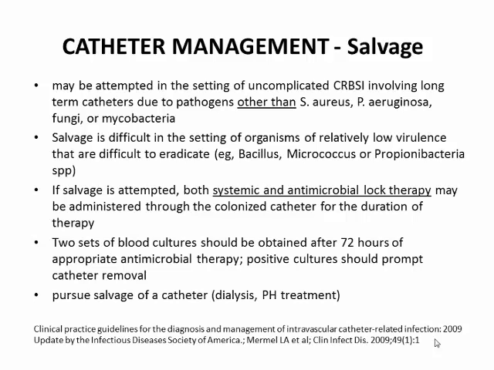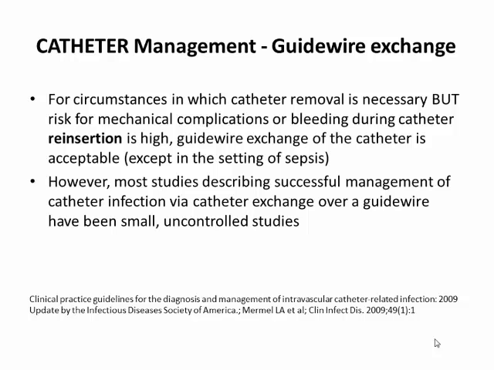When do we pursue salvage? I mean, when patient is undergoing dialysis, pulmonary hypertension treatment. So this is when we can try salvage, but not when those organisms are present. When can we do a Guidewire exchange? So when the removal is necessary, but risk for complications of bleeding, reinsertion is high. It's acceptable, but problem is there are not a lot of studies describing successful Guidewire exchange.